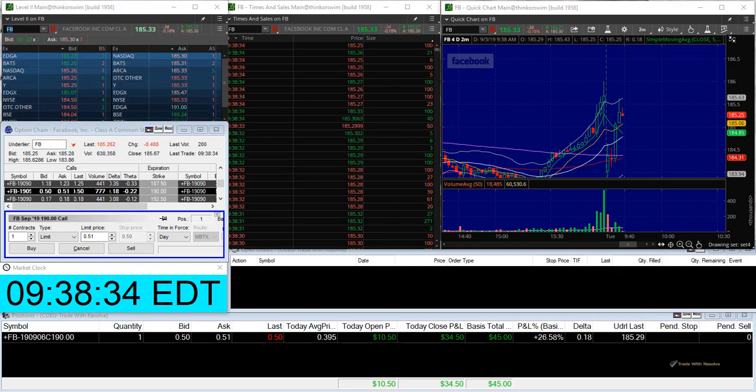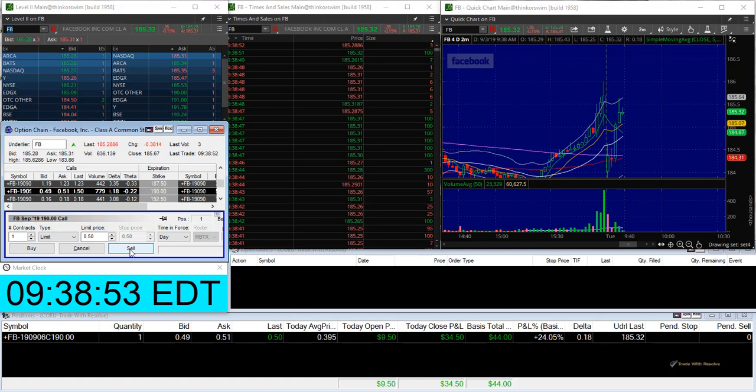So I have 1 contract left here. I'm just holding it to see if we can get any continuation to the upside, but it does look like we are experiencing some resistance up around 185.50. And so I am going to go ahead and sell this final contract here.